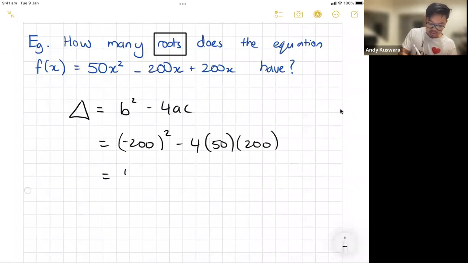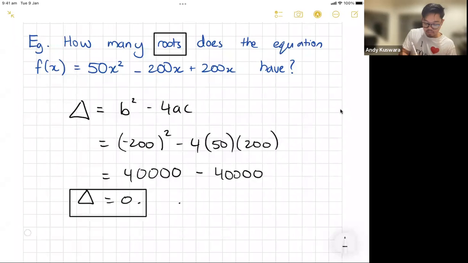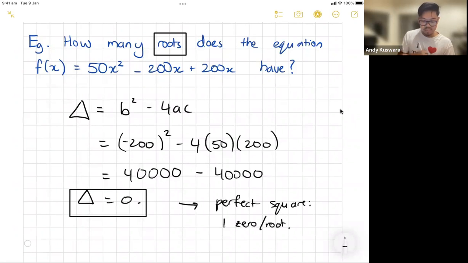200 squared should be 40,000. Yeah. And then the other one will be take away another 40,000, I think. Looking at that, so it's going to equal 0. Now, if my discriminant equals 0, what did we say about that? It means that it's a perfect square. Or in other words, there's 1 zero slash root. Okay.